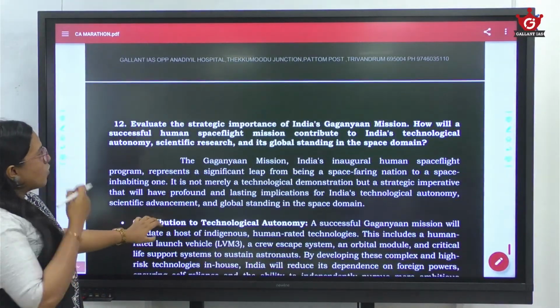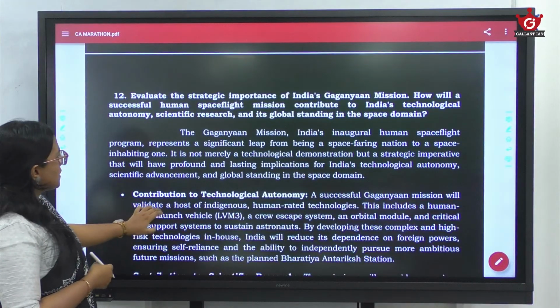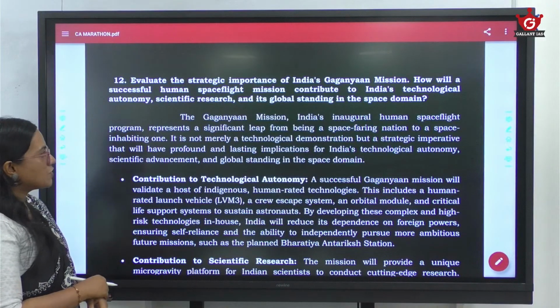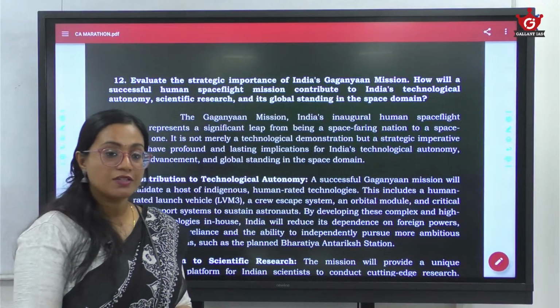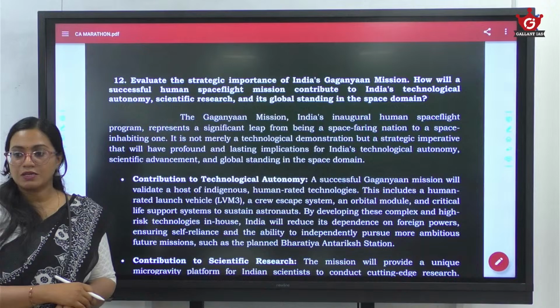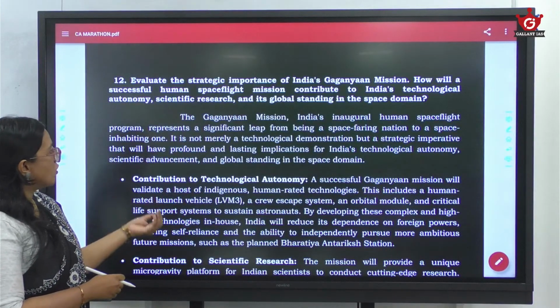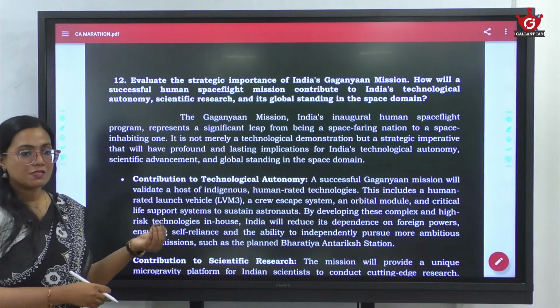Evaluate the strategic importance of India's Gaganyaan mission. How will a successful human spaceflight mission contribute to India's technological autonomy, scientific research and its global standing in the space domain? This can also be a question for your next mains as well. Because Gaganyaan, India is spending a lot of money on space missions. So how is it contributing to our technological autonomy, scientific research, global standing in the space domain?